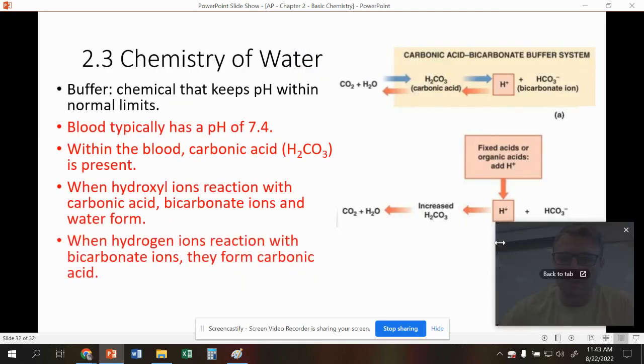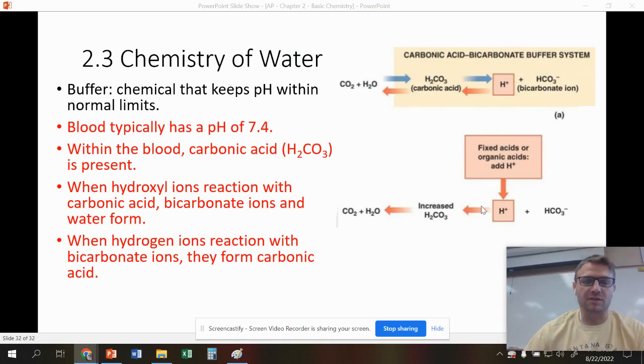Last term that I want you to know is a buffer. We'll talk more about buffers in class, but buffers are a chemical compound that keeps pHs within a certain limit or normal limit. For example, your blood has a normal average pH of 7.4. You have a carbonic acid within your blood that keeps your blood at a quote unquote average acidity. It doesn't matter what you eat, what you drink. Your body will retain that quote unquote normal limit for the pH.